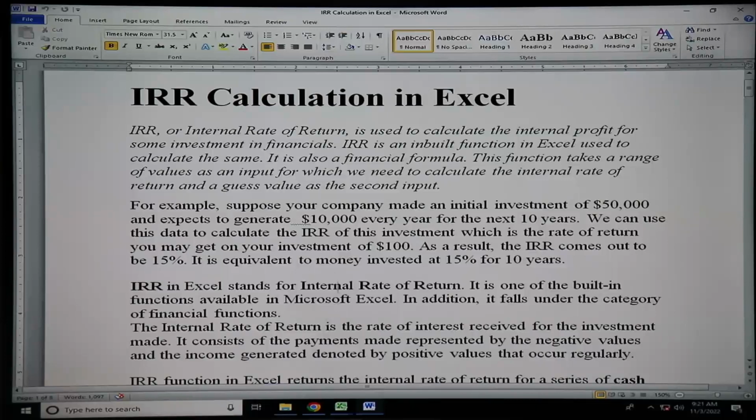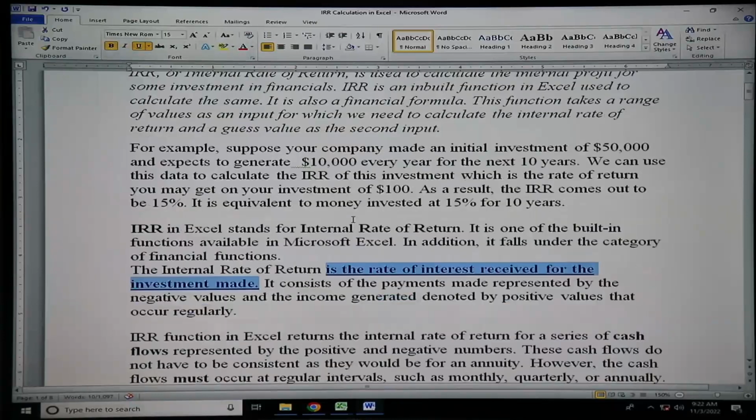So I hope you actually got that. That is what IRR in Excel stands for. It is an inbuilt function we have seen available in Excel, and in addition, it falls under the category of financial functions. The internal rate of return is the rate of interest received for an investment made. That is one thing you need to understand.